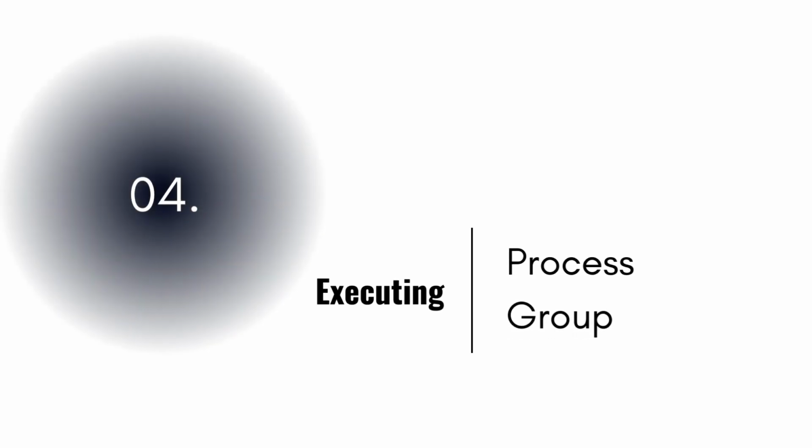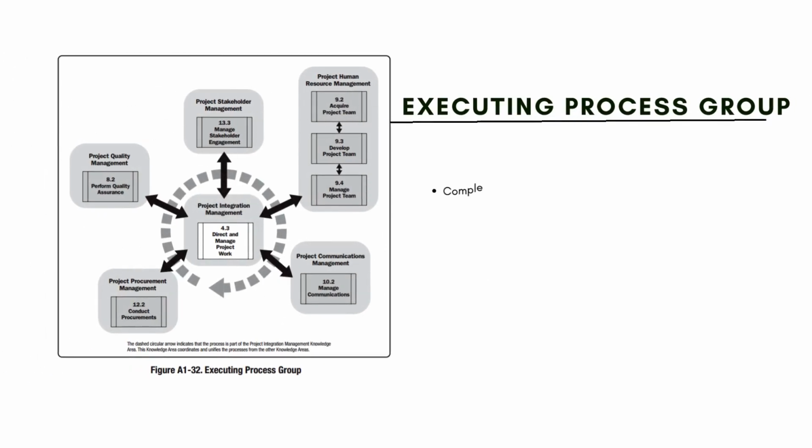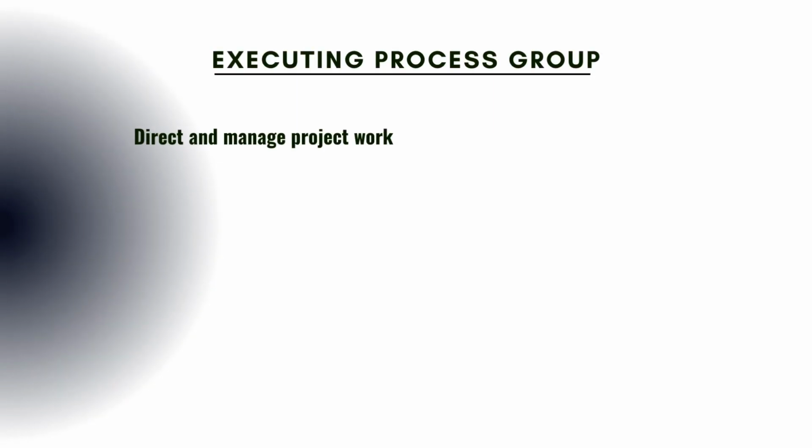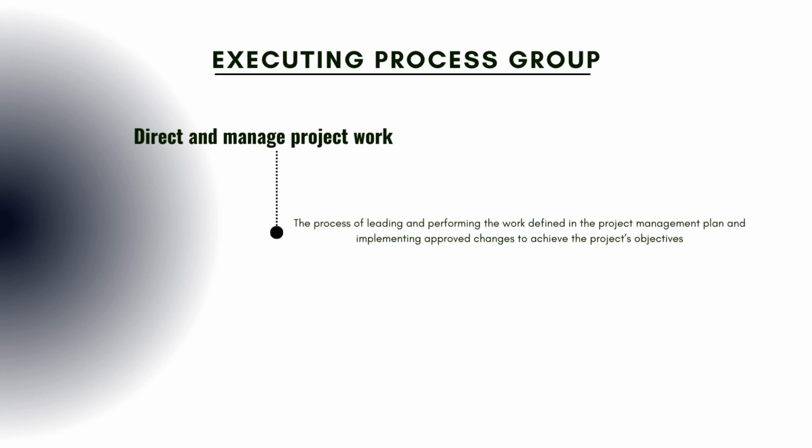The executing process group consists of those processes performed to complete the work defined in the project management plan to satisfy the project specifications. This process group involves coordinating people and resources, managing stakeholder expectations, as well as integrating and performing the activities of the project in accordance with the project management plan. The first step of this process group is direct and manage project work. Direct and manage project work is the process of leading and performing the work defined in the project management plan and implementing approved changes to achieve the project's objectives.